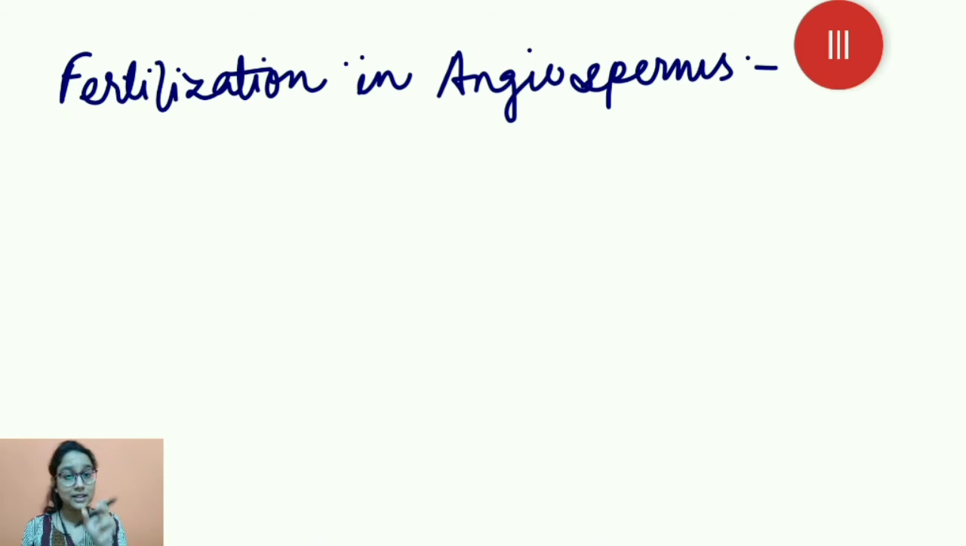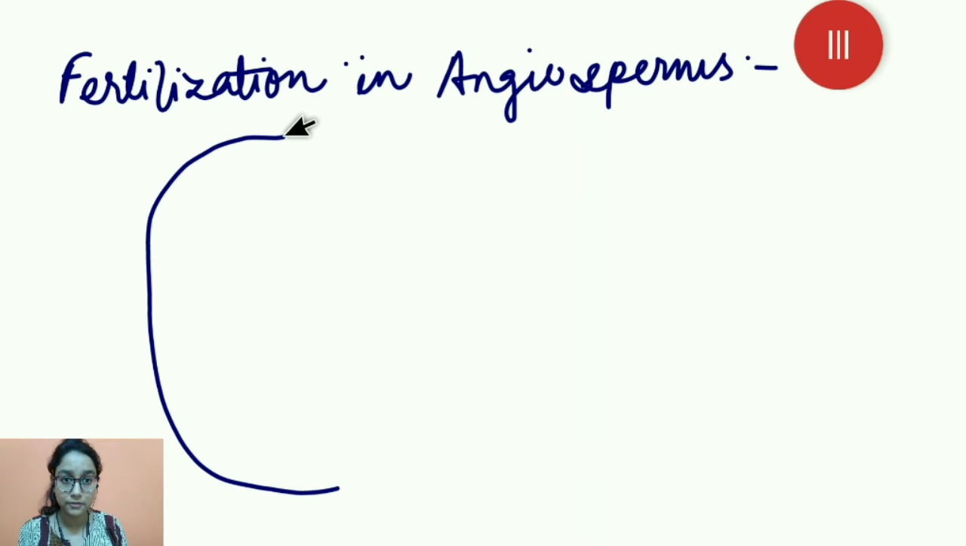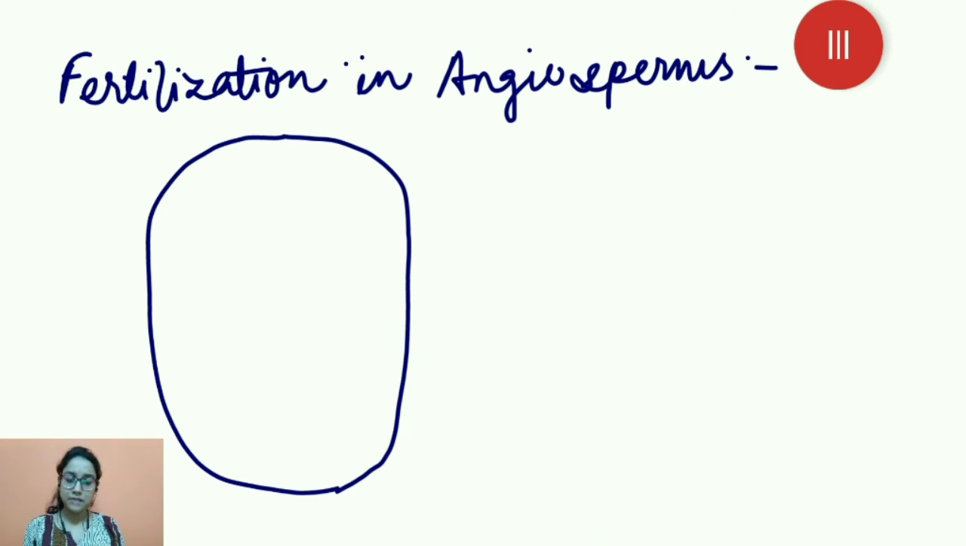The fusion between the male gamete and the egg cell is known as fertilization. In angiospermous plants, the actual fertilization process occurs within the embryo sac. The structure of an embryo sac of an angiospermous plant is like this. The embryo sac is a 7-celled and 8-nucleate stage structure.